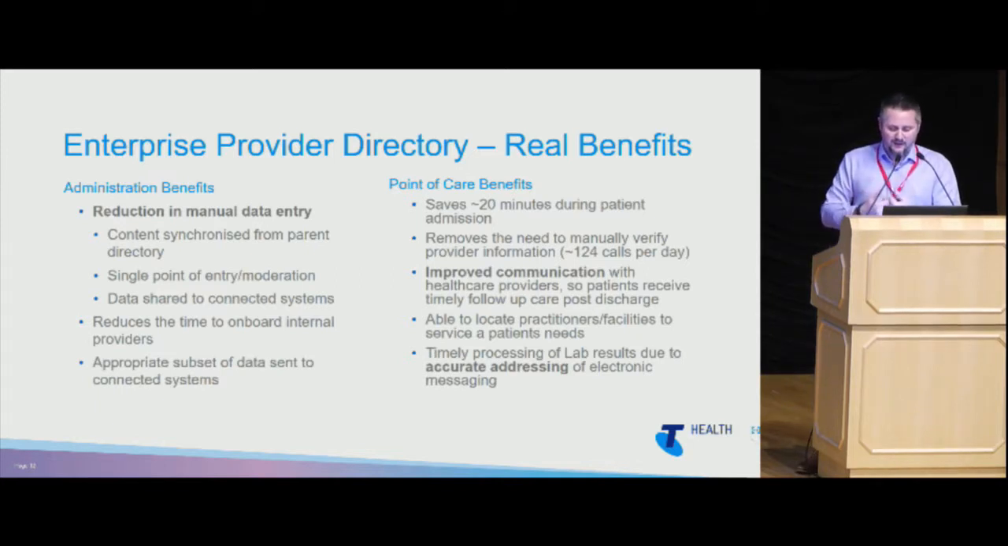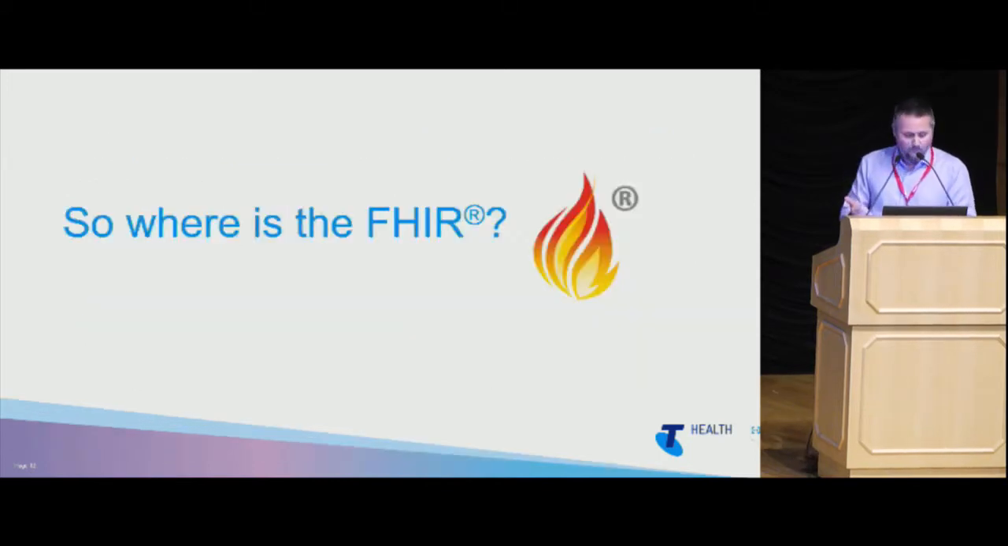And you really can see a reduction in the full-time employees that are actually managing content. And because the information is accurate, we won't have all of those, oh, what happened to the results? They went somewhere else. And that's the stuff that's going to be hard to measure. So, where's the FHIR?